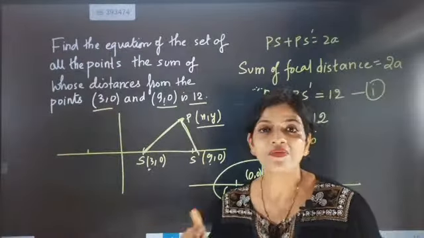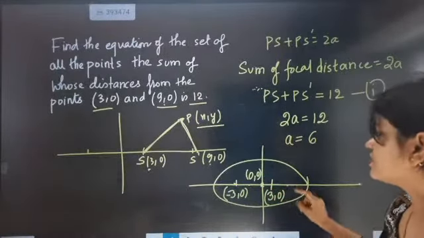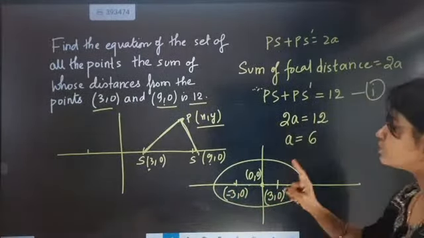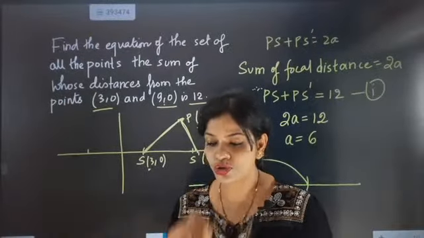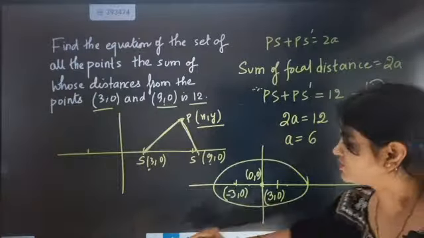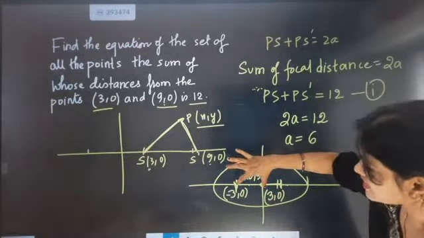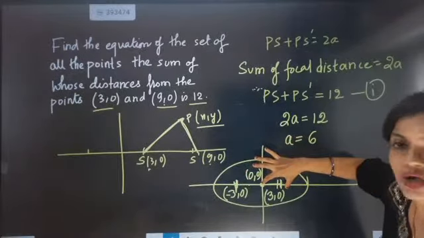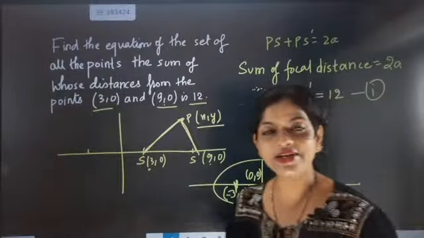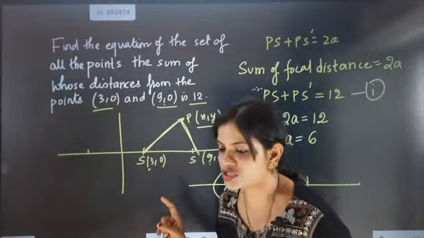And we know one thing, that the center of an ellipse is the midpoint of the focus. The center of the ellipse divides the focus into two equal parts. You see here, this length is coming 3 units and this length is also coming 3 units. That means the center is the midpoint between the focus. So here we are going to use this concept.